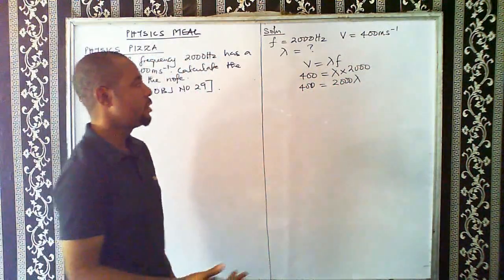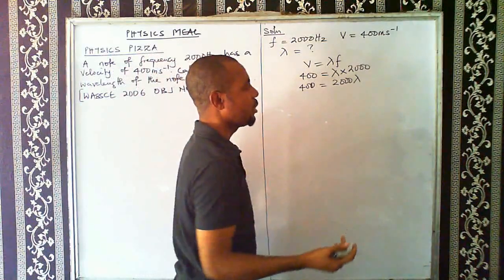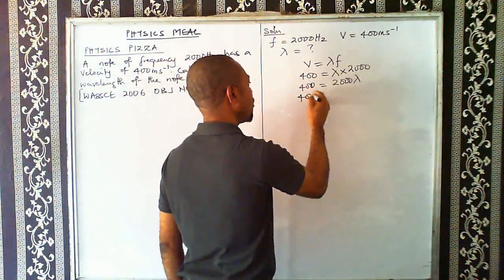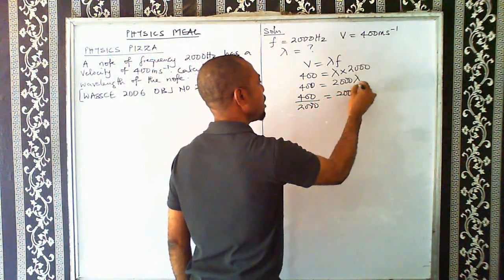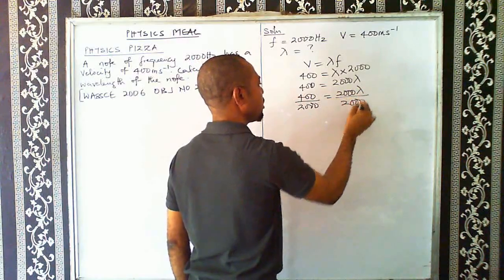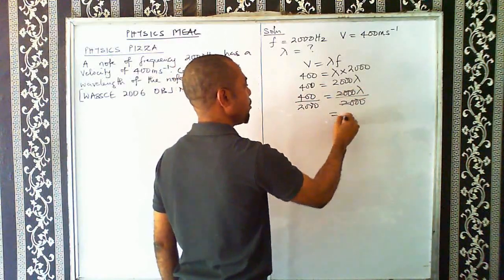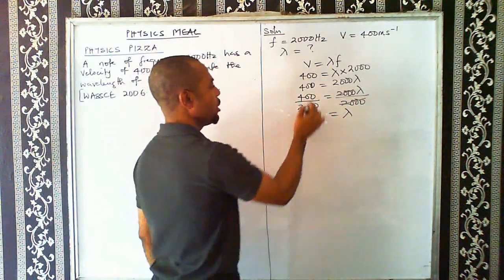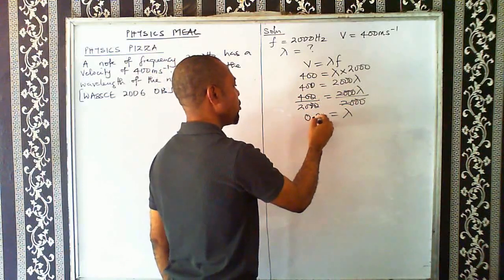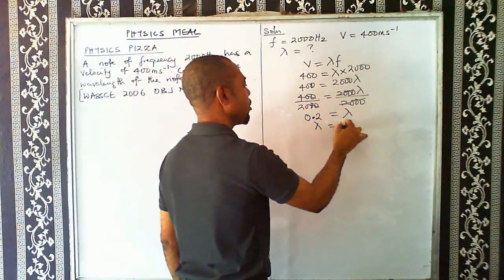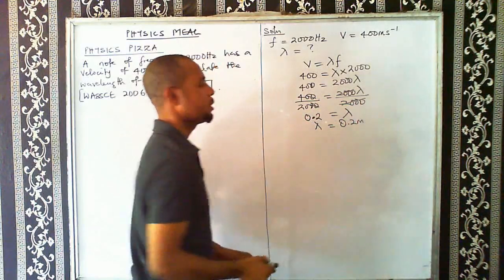That's what I have. So dividing both sides by 2000, we have 400 over 2000 is equal to 2000 lambda over 2000. So this is gone, I'm left with lambda. When this is gone, we'll be having 0.2. So lambda becomes 0.2 meters.